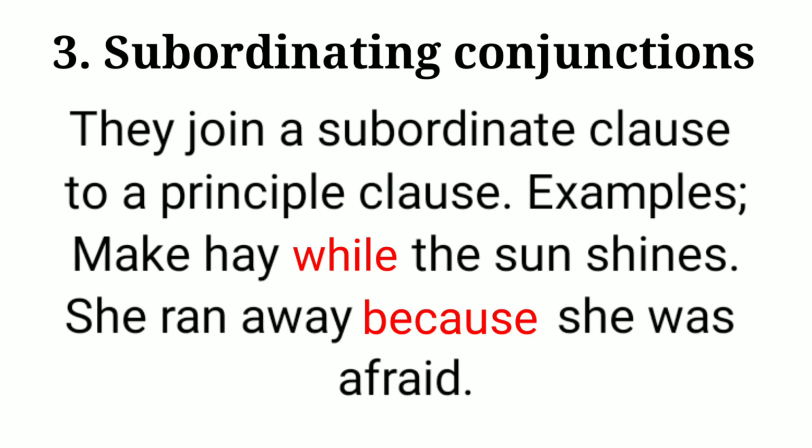Subordinating conjunctions. They join a subordinate clause to a principal clause. Examples: Make hay while the sun shines. She ran away because she was afraid.